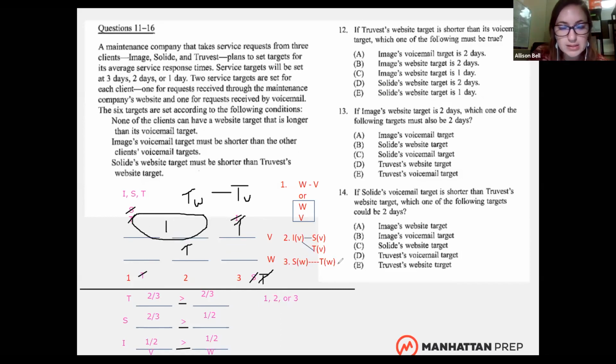I also know that S's website has to be shorter than T's website. So I'm going to put an S over here. And then I'm going to stop. I've made as many inferences as I can right now. So I'm going to come back up to my diagram and see what I can figure out.